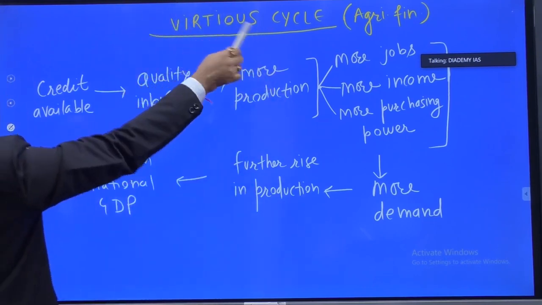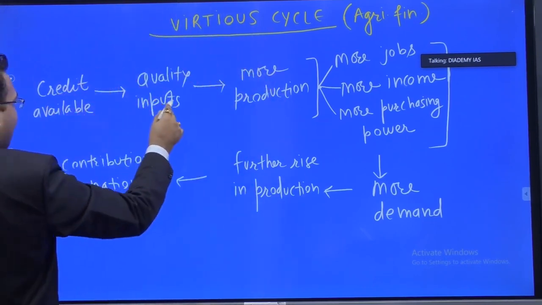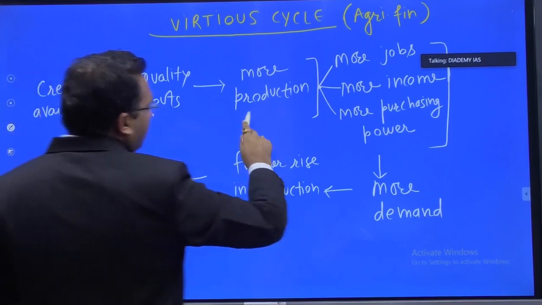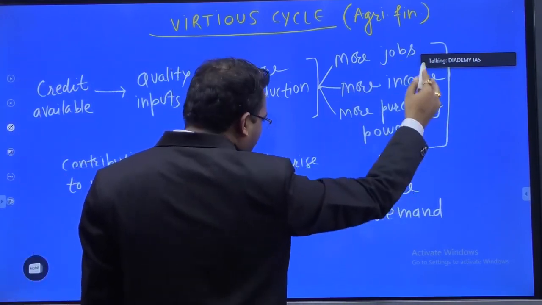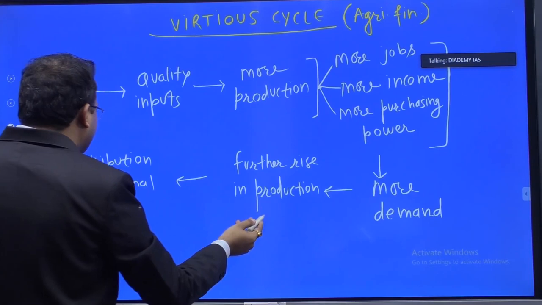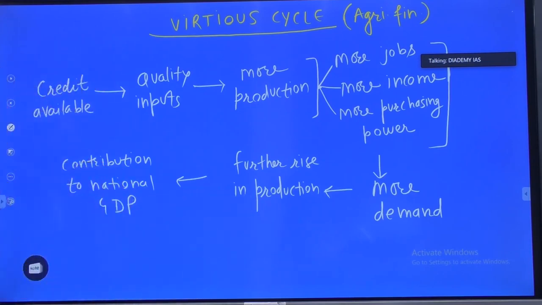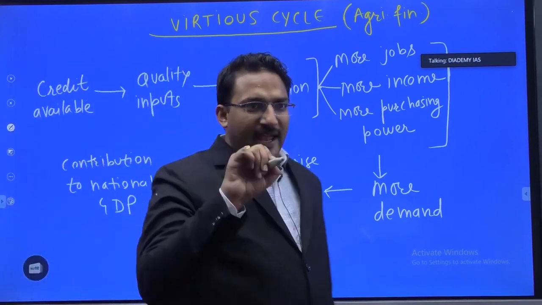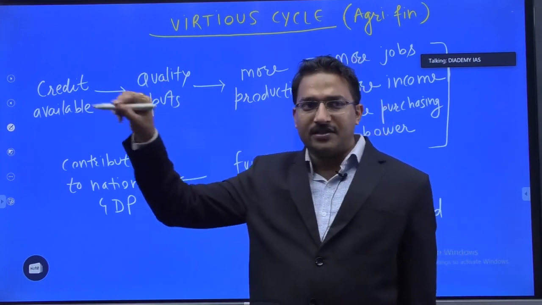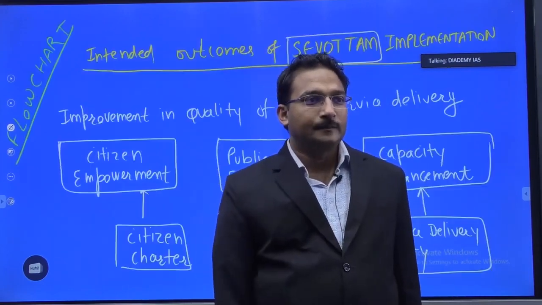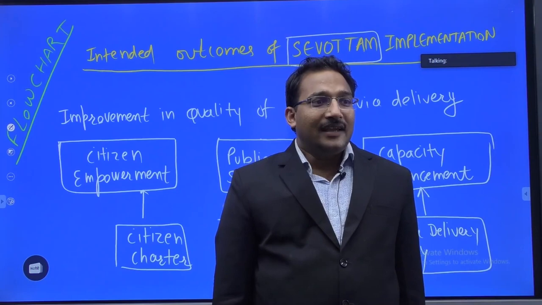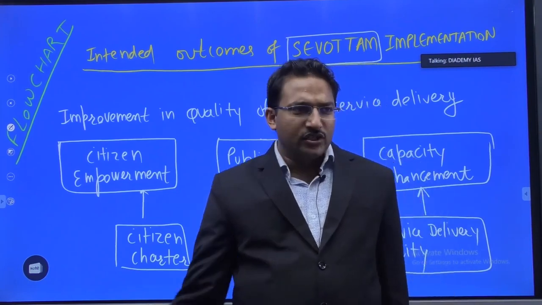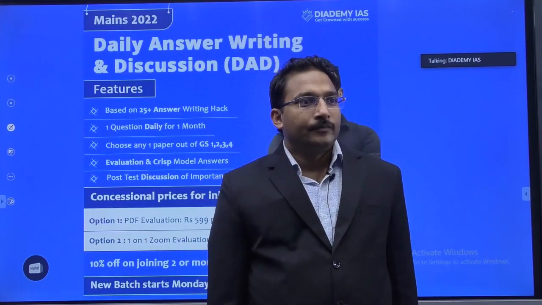For example, agricultural finance, credit available, quality inputs lead to more production, which leads to more jobs, income, purchasing power, more demand, then a further rise in production, then contribution to the national GDP. Simple, just arrow and next step, arrow and next step, right? The intended outcome of Sevottam, I have already shown you, right?